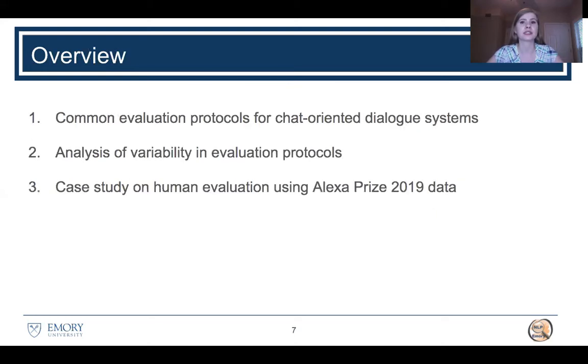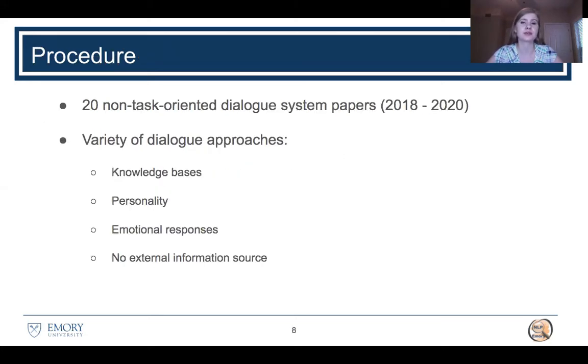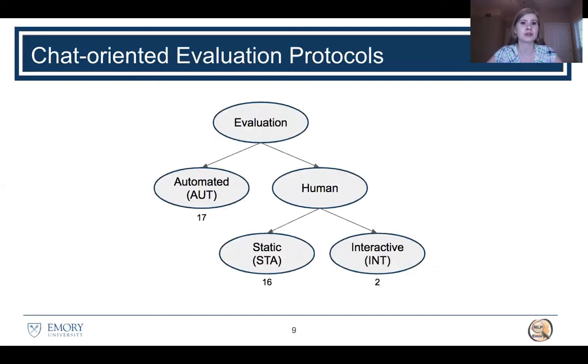Our goal in this work was to use the recent rapid growth in chat-oriented systems in order to identify which evaluation methods have been the most widely adopted by the community and to analyze the extent of variability within these methods. So in order to address our first goal of identifying the common evaluations, we selected 20 different papers that have been published within the last couple of years, making sure to select papers that have a lot of diversity in the actual chosen approaches. From these 20 papers, we saw that both automated and human-driven evaluation protocols are frequently used, almost evenly across the board. And actually, many papers even use more than one of the evaluation types.